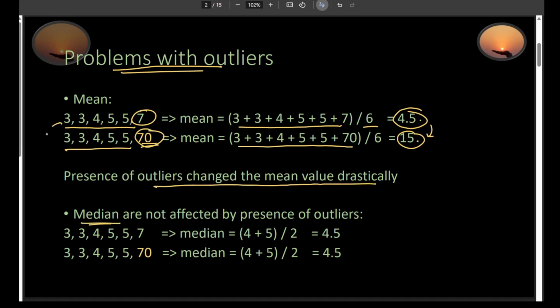Same data set, exactly the same data set. Now I'm finding the median of that. Median is the average of the middle numbers. In this case, these are my middle numbers, and I just find the average of them. And the answer comes out to be 4.5.